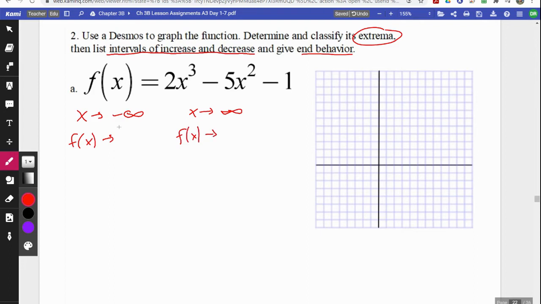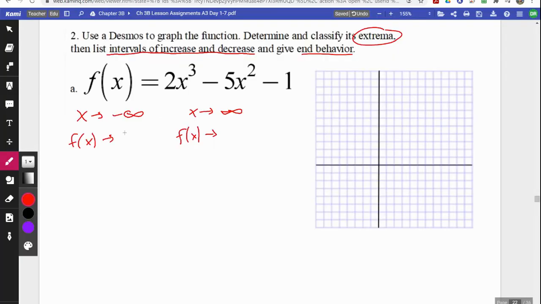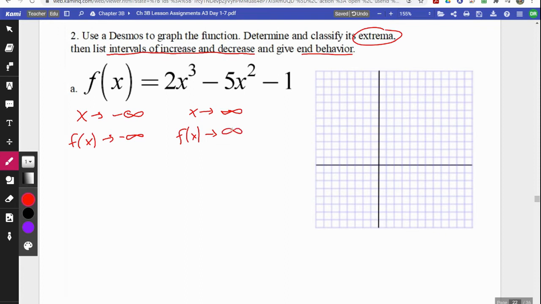So I'm choosing to do the end behavior first because it's easier. It's an odd function. So as you approach negative infinity in the x direction, where's the graph going? It's going to negative infinity. As x approaches positive infinity, as you start walking out in the positive x direction, where's the graph going? To positive infinity. Okay, got the end behavior.